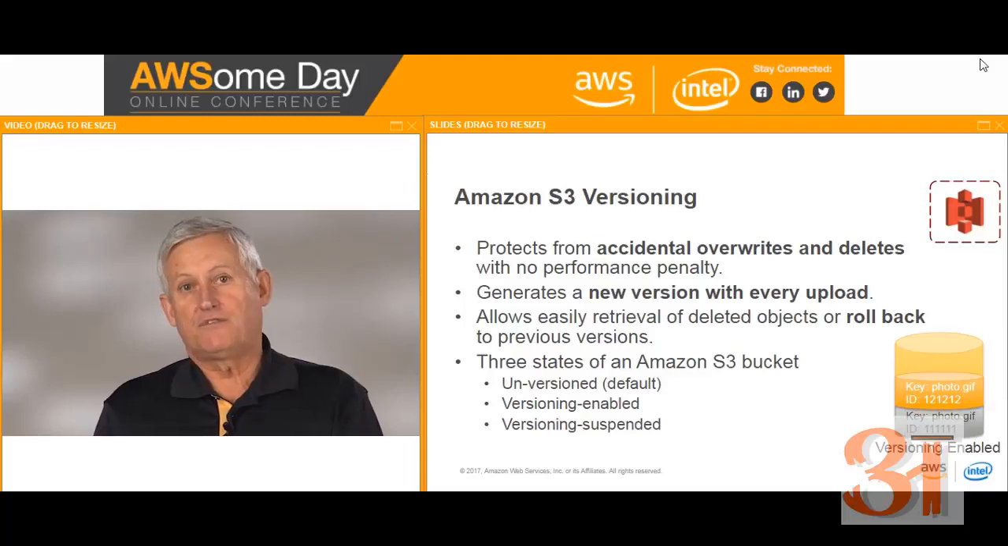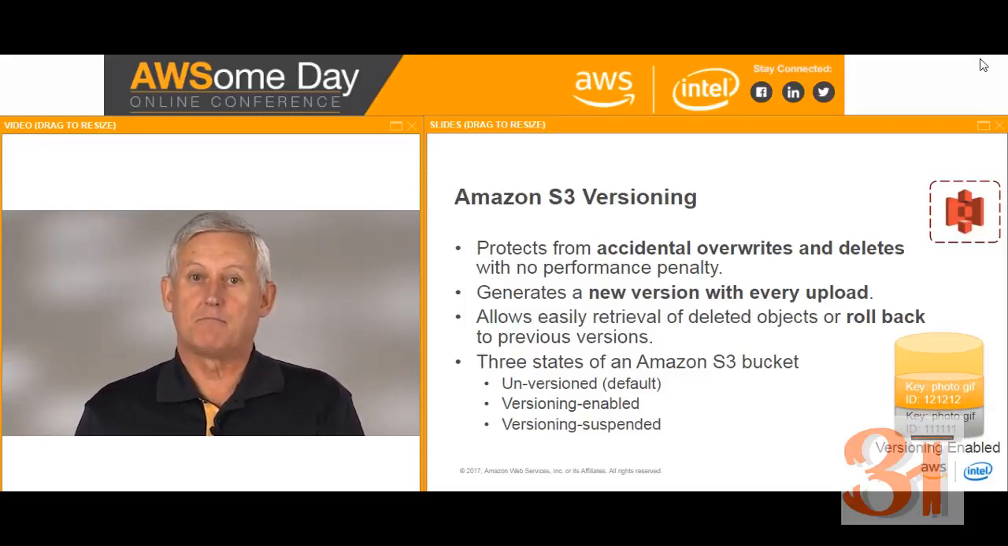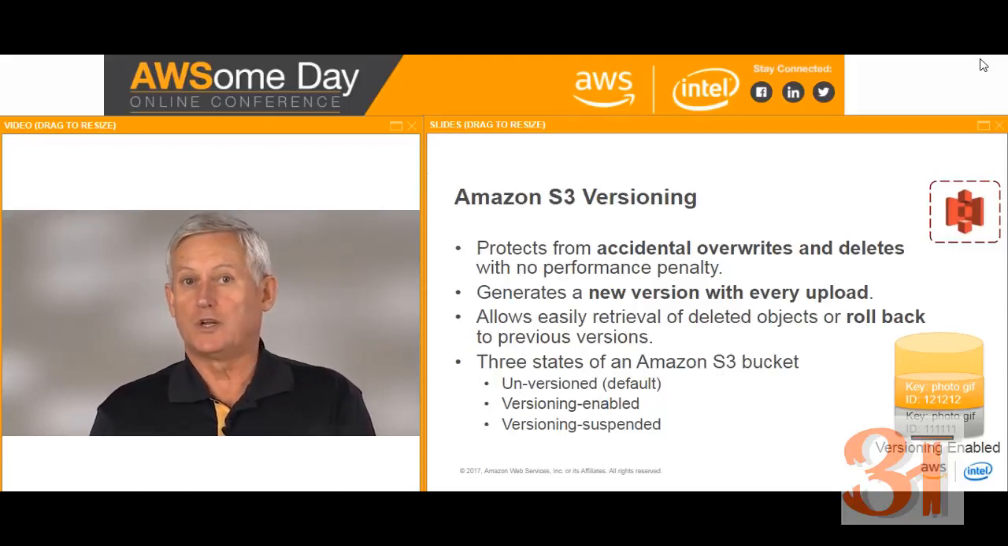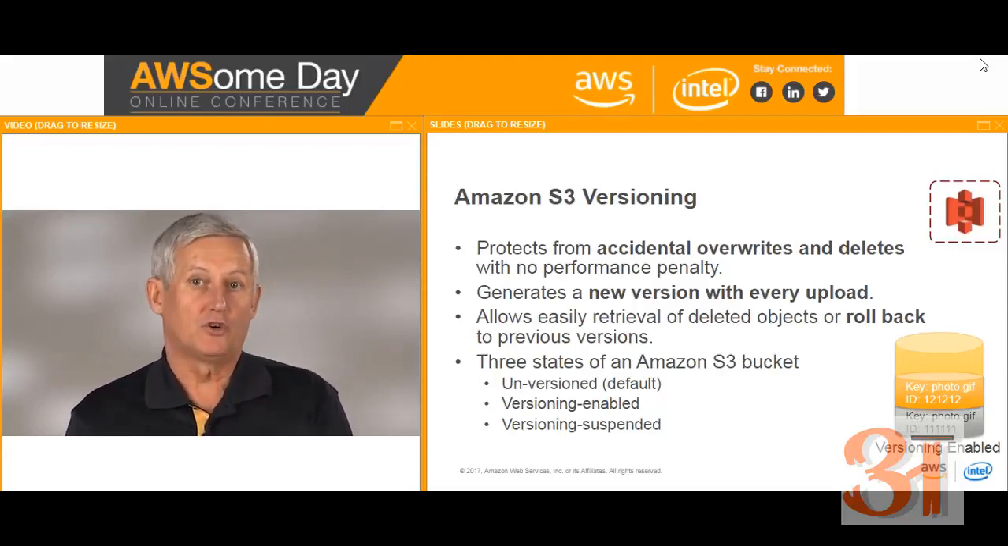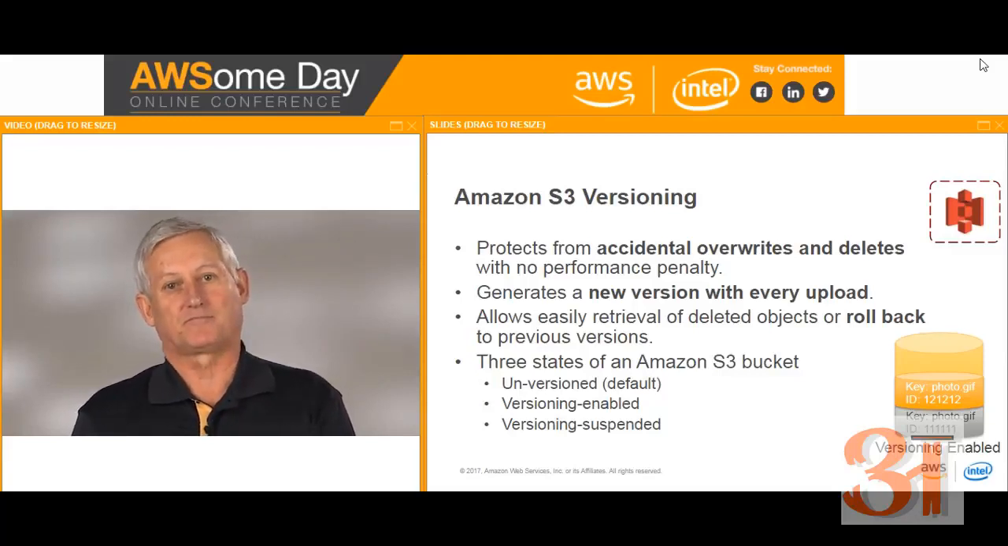Versioning is an S3 feature for keeping multiple variants of an object in the same bucket. You can use versioning to preserve, retrieve, and restore every version of every object stored in your Amazon S3 bucket.